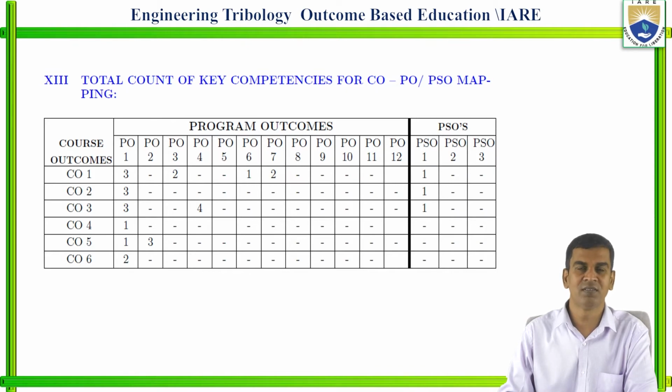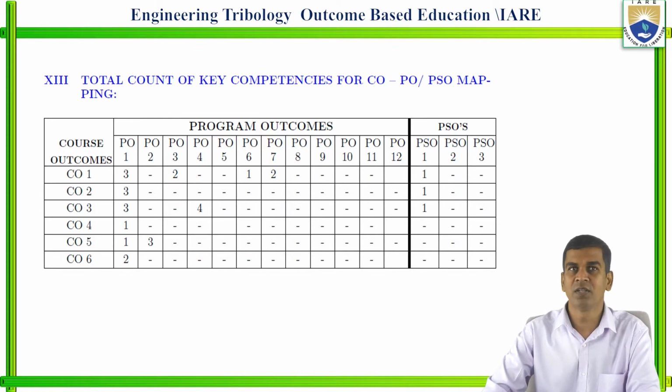Similarly, if you see CO2, the key competencies for PO1 is 3 and PSO1 is 1. Similarly, CO3 key competencies are 3 and PO4 it is 4 and PSO1 is 1. Similarly, CO4 related to PO1 key competencies are 1, and CO5 PO1 key competencies are 1 and PO2 key competencies are 3. And for CO6, PO1 key competencies are 2.